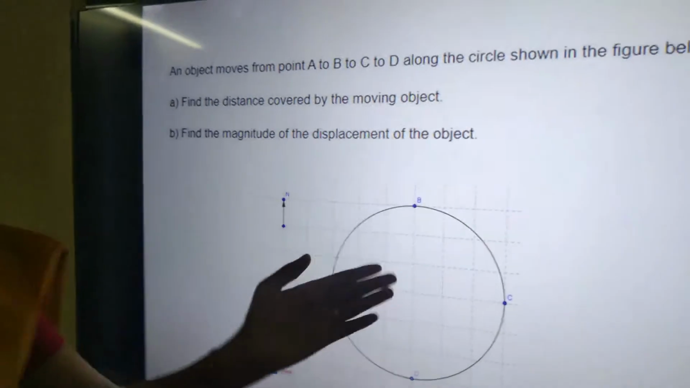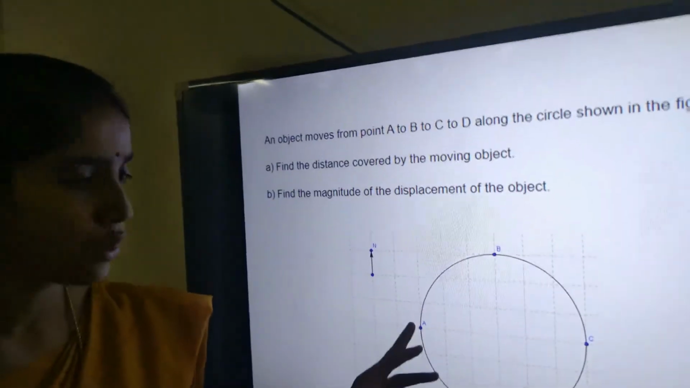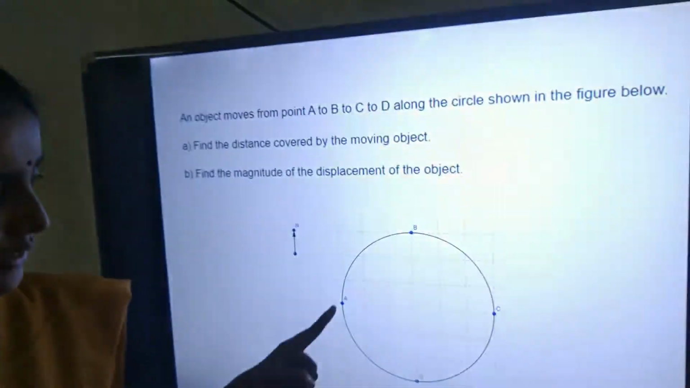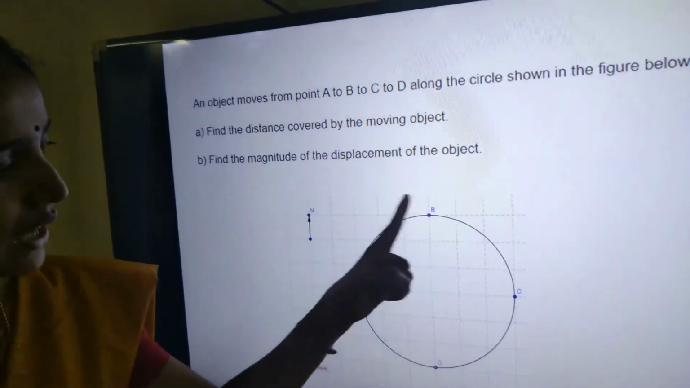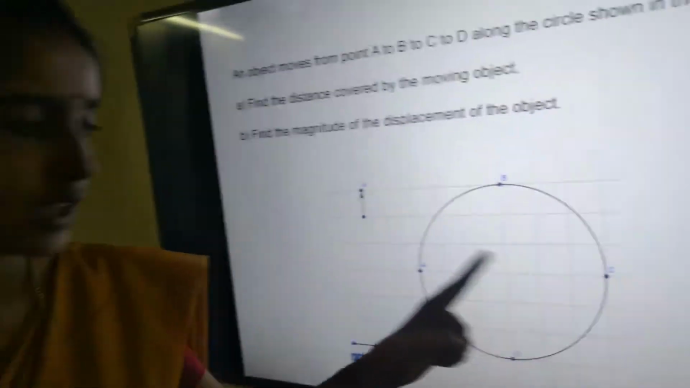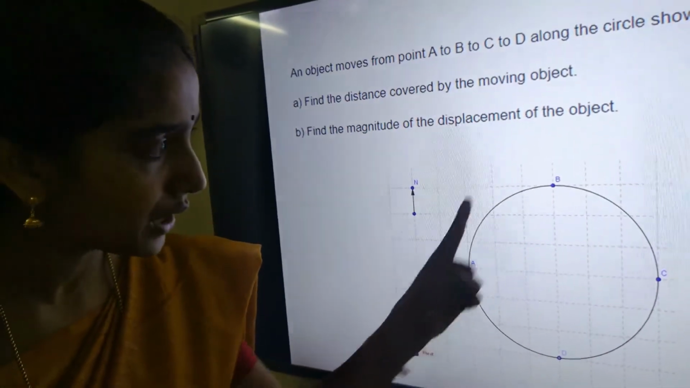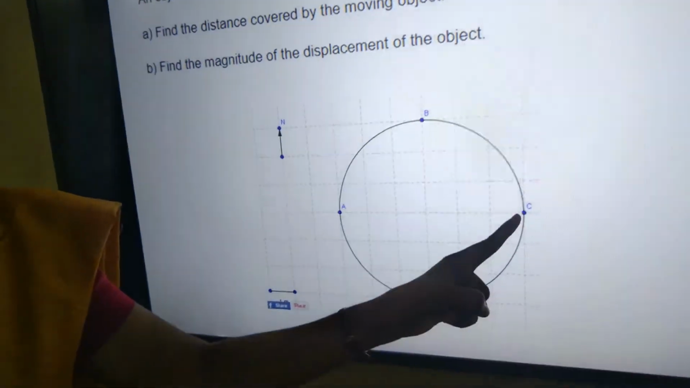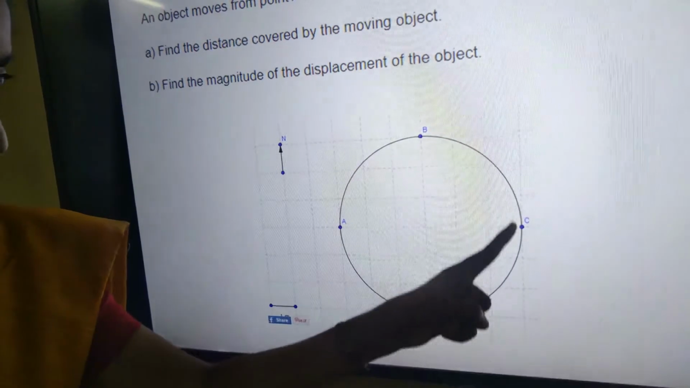Again, we have the same logic for finding the distance travelled. Let us go for finding the length of the path. So what is the length of the entire circle? 2 pi r. So what is the length of the half circle? It is 2 pi r by 2. What is it? Pi r. So total length means from here to here. So here to here it is pi r, so half circle pi r.